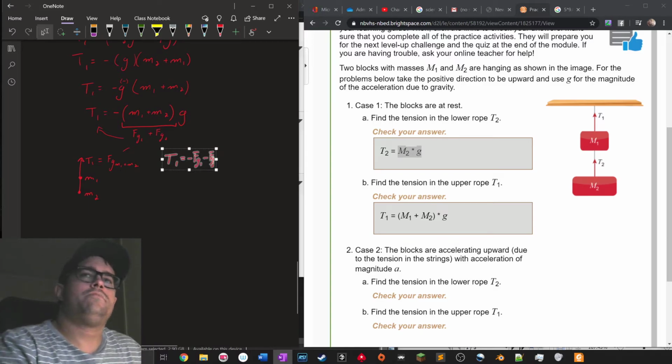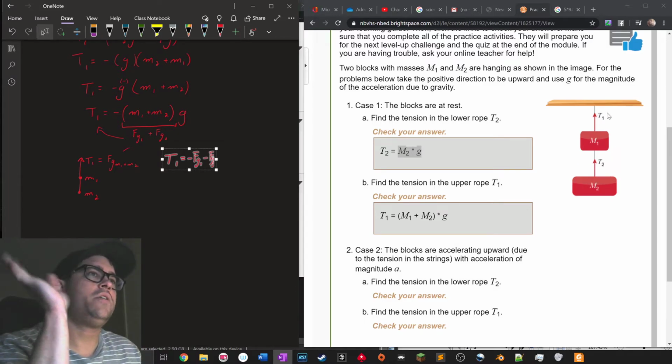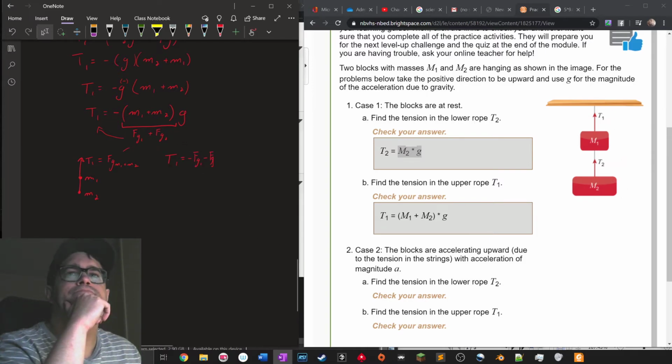So in other words, T1 does not care about T2 in here. You see that on the right? T1 does not care about T2 at all. T1 can be found if you know the masses and the gravity, then you know what the tension one is. It's kind of like saying you only have one mass, like a total mass, and then T1 is fighting against that mass.